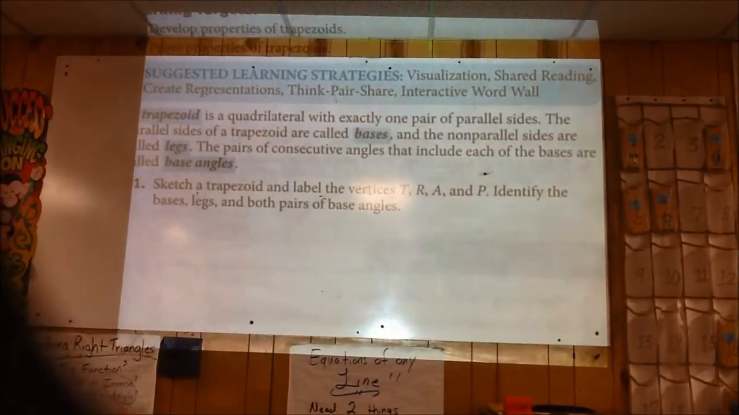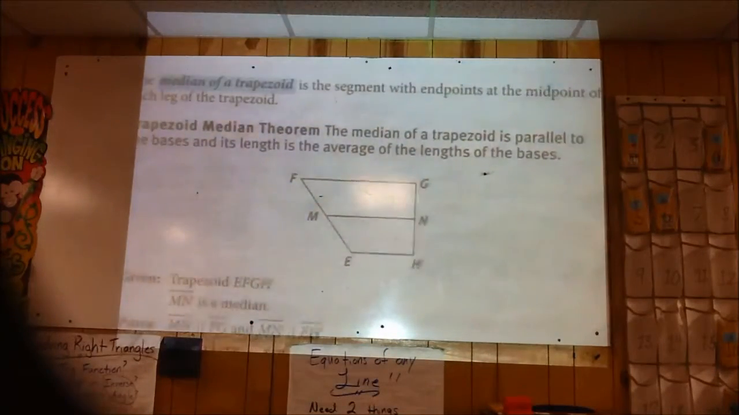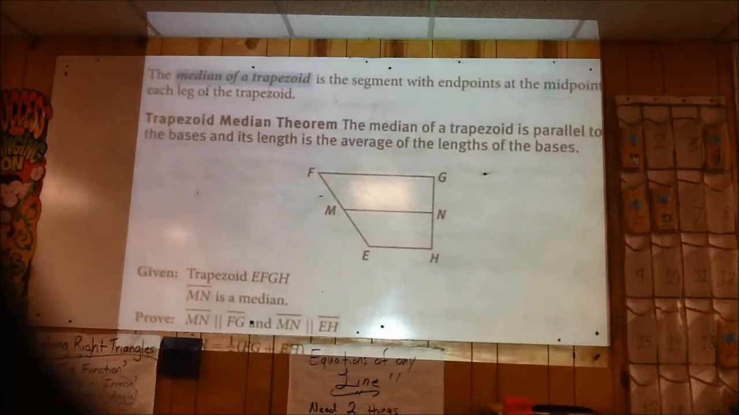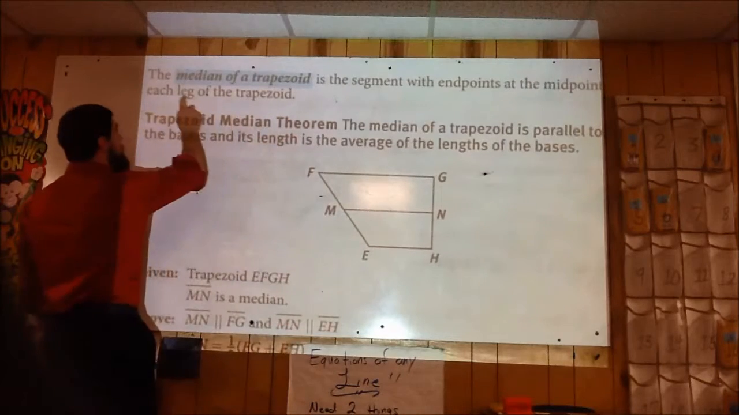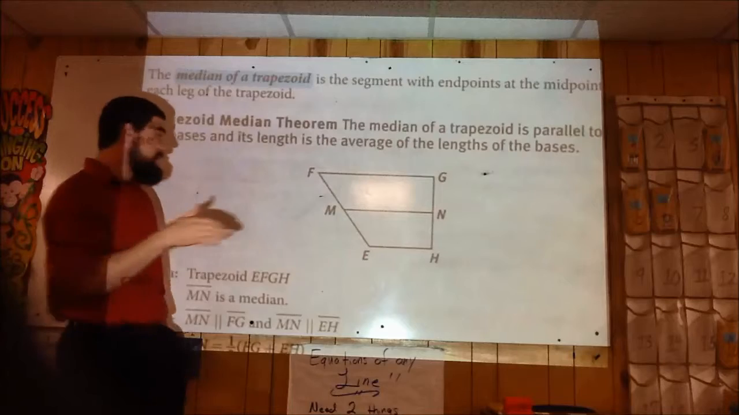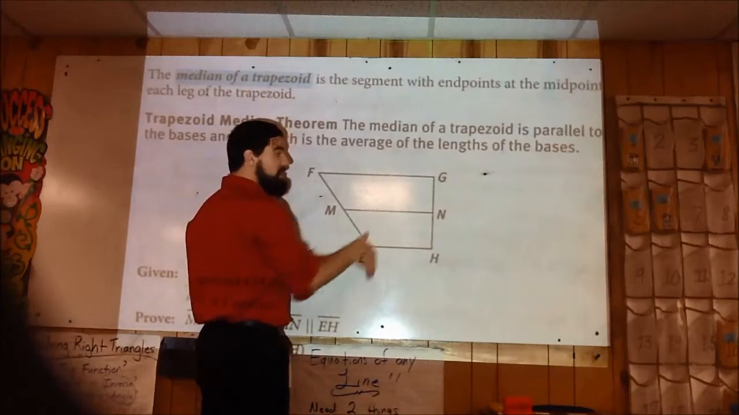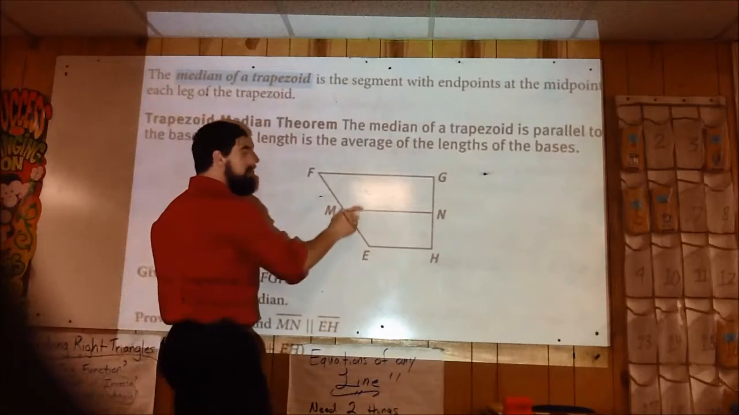Then we started talking about this special segment within trapezoids, and your textbook refers to it as the median. The median of a trapezoid is a segment whose endpoints are at the midpoints of each leg. Notice that it says the legs of the trapezoid. There is nothing special about a segment that connects the midpoints of the bases. It's only the segment that connects the midpoints of your legs.